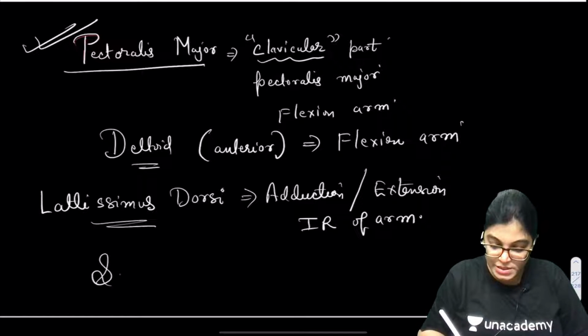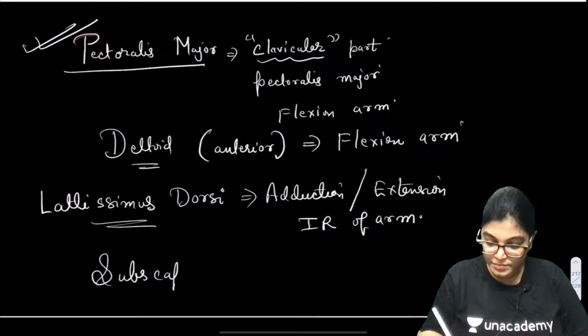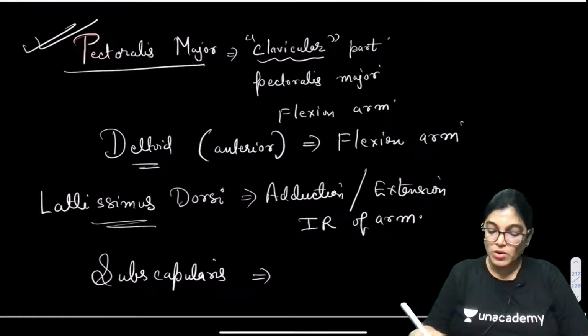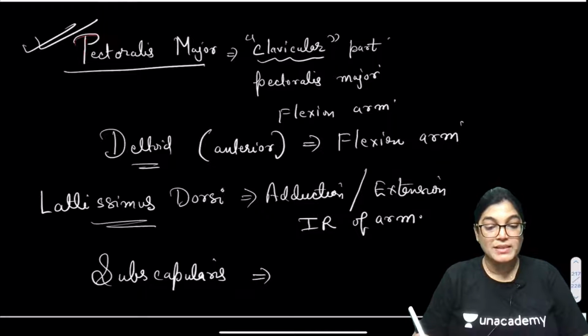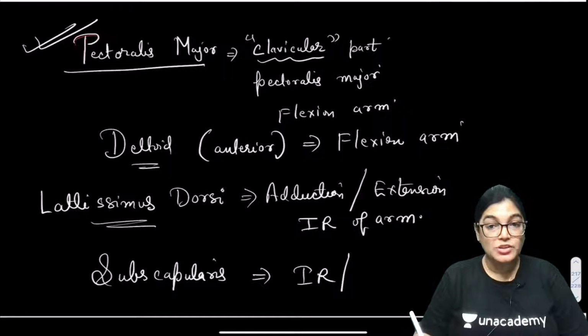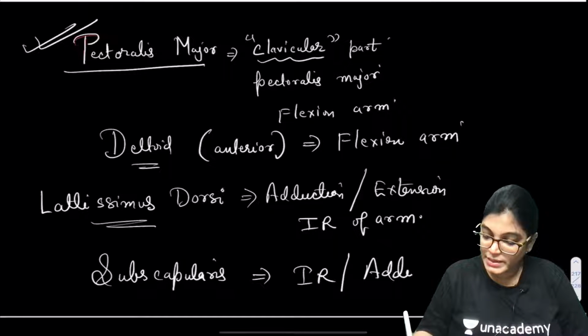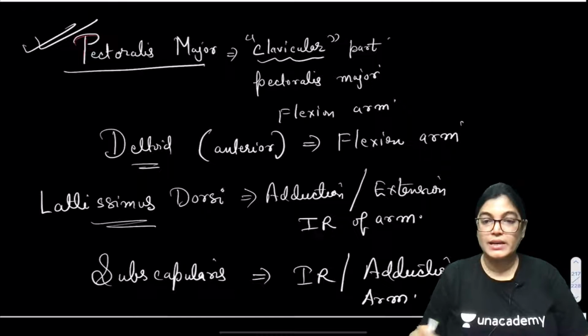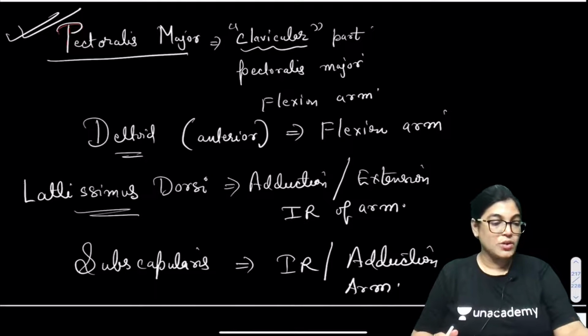One more option was subscapularis. Subscapularis can't be the correct answer because subscapularis muscle is causing internal rotation and adduction of arm. So, yes, this is the reason it can't be the correct answer. So, is it okay everyone?